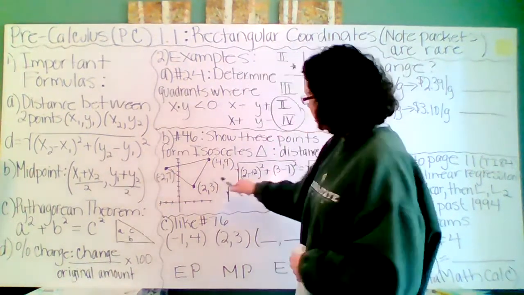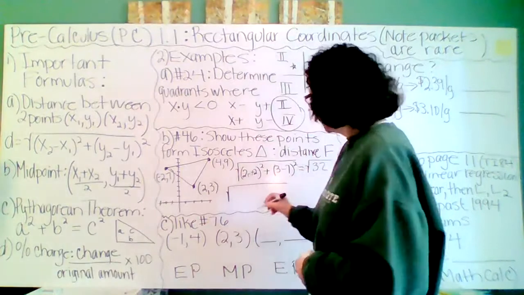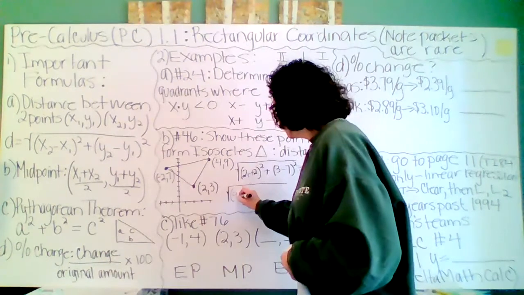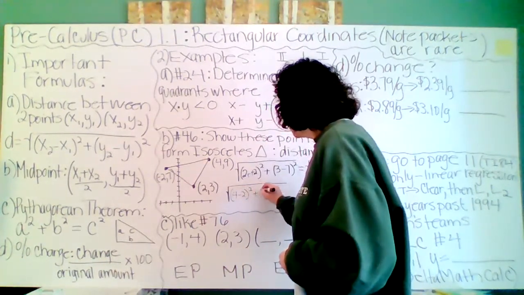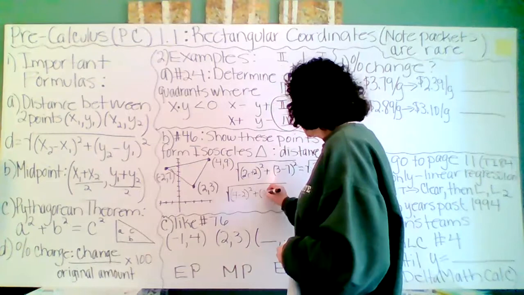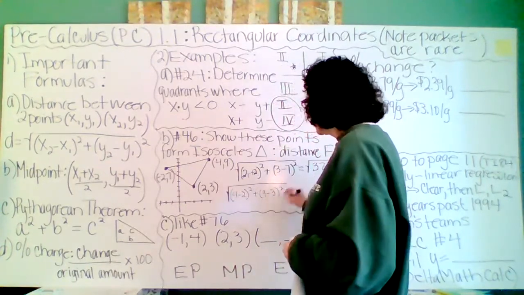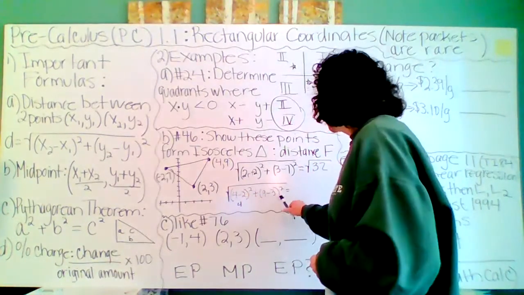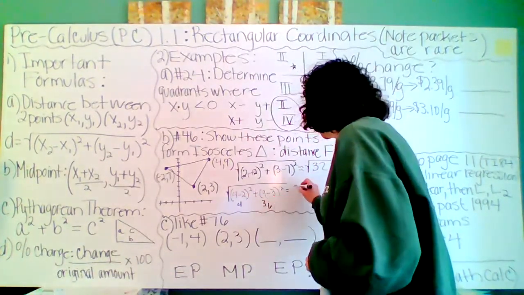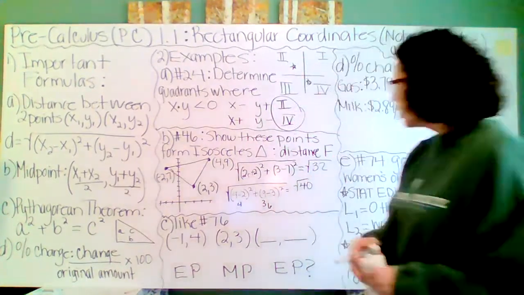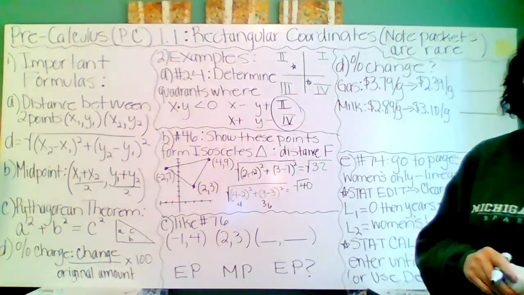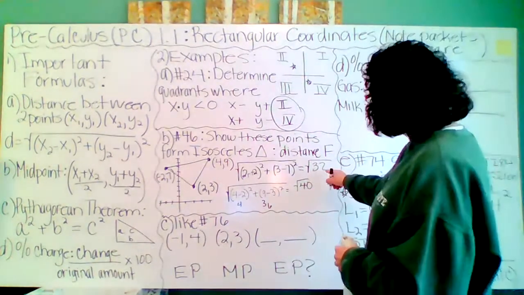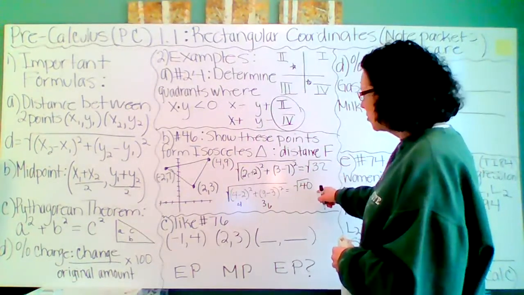Let's try between 2, 3, and 4, 9. That would be 4 minus 2 squared plus 9 minus 3 squared. Let's take a look. That would be 2 squared is 4, and 6 squared is 36. That is the square root of 40. So far I do not have an isosceles triangle. So to save myself some room here, I'm going to hang on to the square root of 32 and the square root of 40.